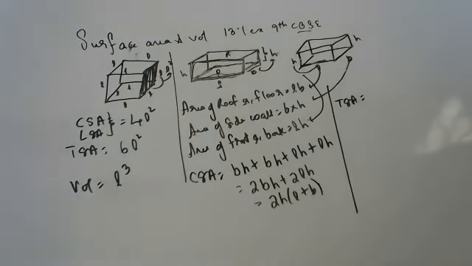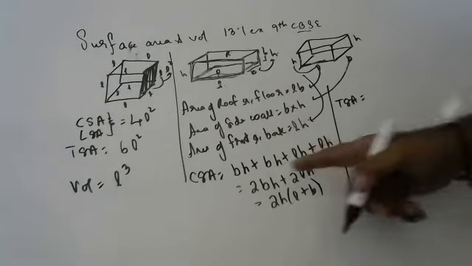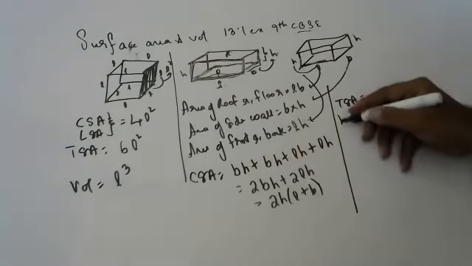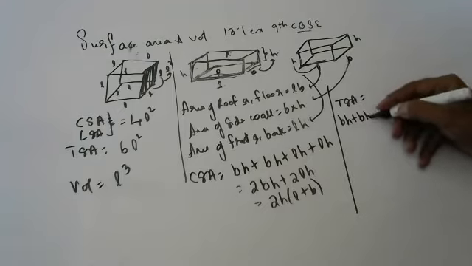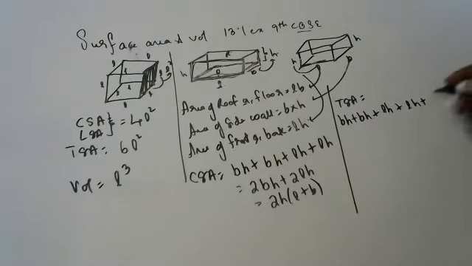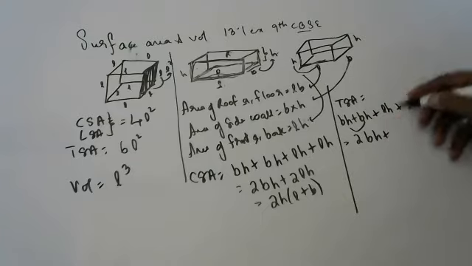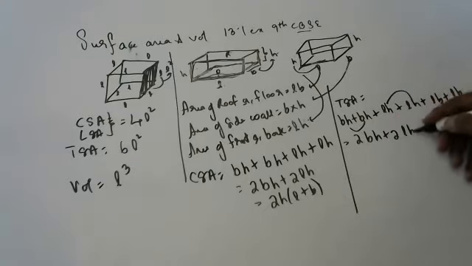Including roof and bottom. Okay, children. So for this, BH is the side wall, LH is the front wall, LH is the back wall, and LB is down, LB is up. So two BHs are there, two LHs are there, two LBs are there.